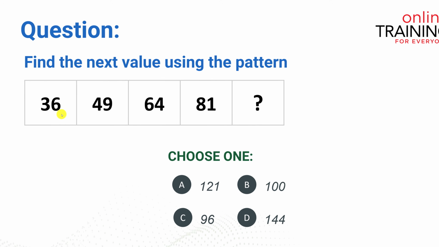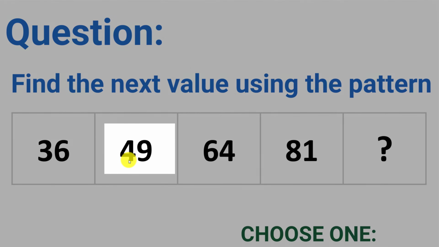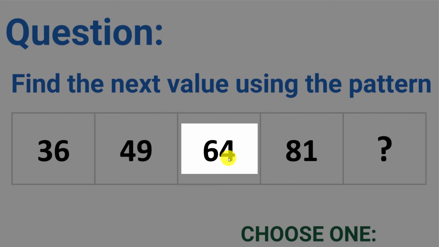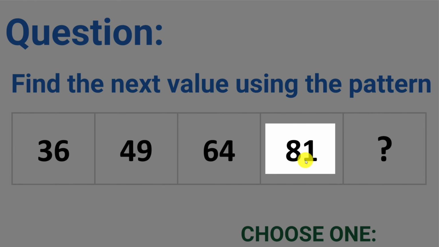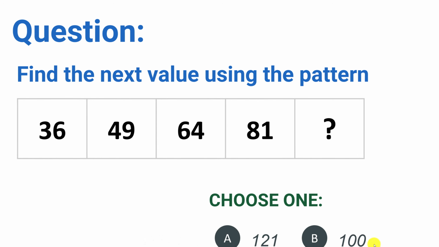Let's see if we can nail the answer. If you look closely, you see that there is a square pattern here. 6 by 6 is 36, 7 by 7 is 49. 8 by 8, 64. 9 by 9 is 81. Can you guess the next one? 10 by 10 is an equivalent of 100.